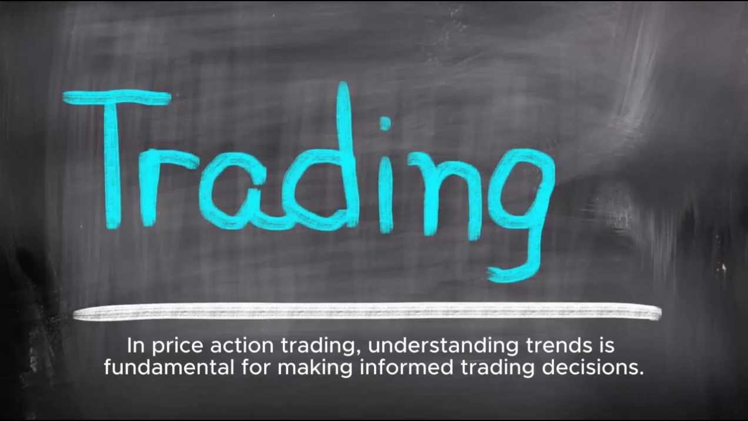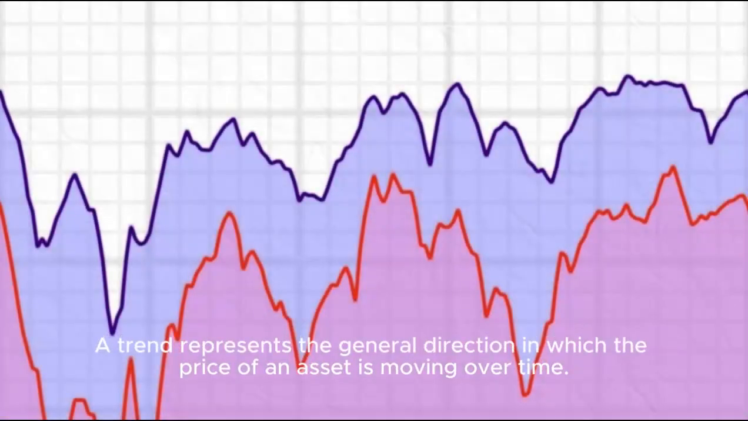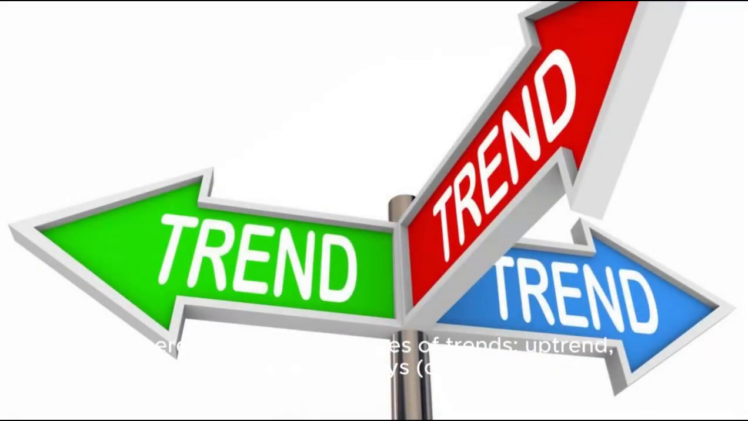In price action trading, understanding trends is fundamental for making informed trading decisions. A trend represents the general direction in which the price of an asset is moving over time. There are three main types of trends: uptrend, downtrend, and sideways or ranging trend.